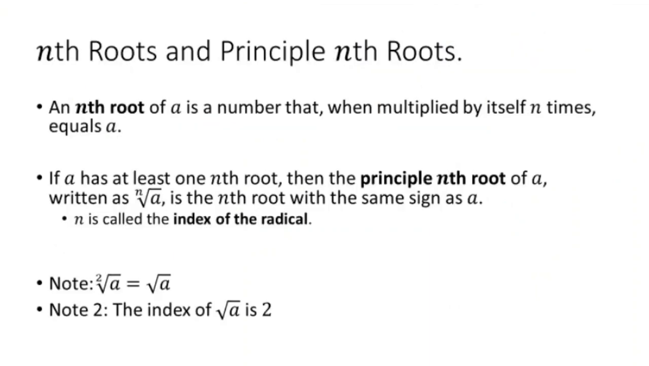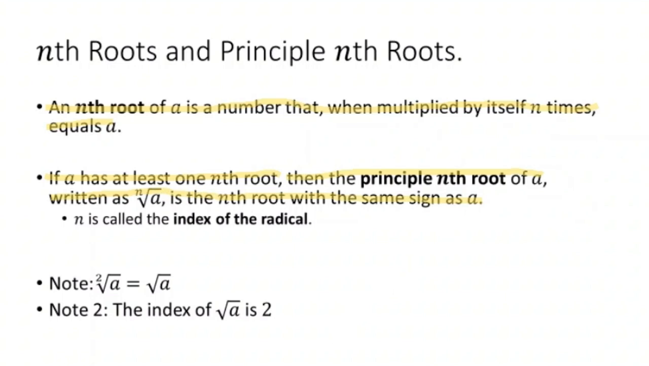Now we're going to generalize the idea of square roots to what we call nth roots. And we're also going to talk about principal nth roots. An nth root of a is a number that when multiplied by itself n times equals a. If a has at least one nth root, then the principal nth root of a, written as the nth root of a, is the nth root with the same sign as a.